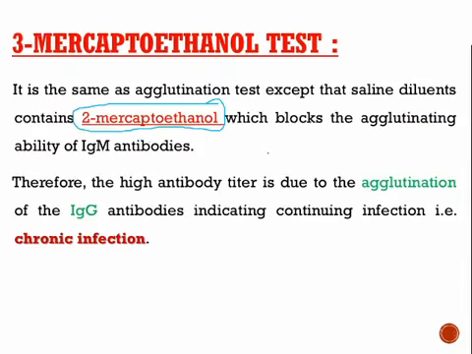Any agglutination visible in this test will indicate the presence of IgG antibodies, because we destroy the IgM, so agglutination must be due to IgG antibodies. And it will surely indicate chronic infection, because as we have said, agglutination due to IgG is only visible at very high titers of IgG antibodies.